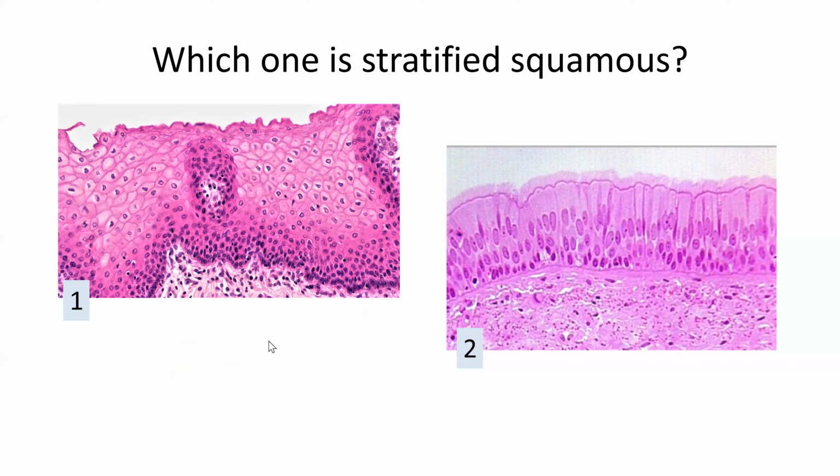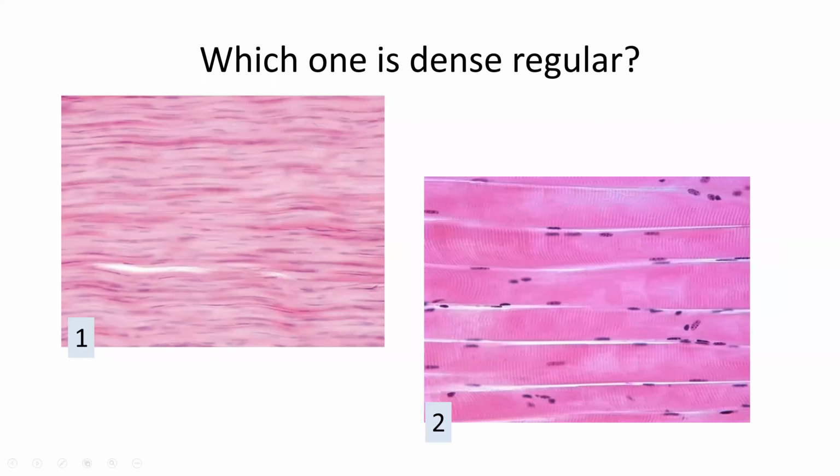Next slide, asking you over here, which one is dense regular? So pause this video and try to answer. And the dense regular is this one. Those little dark spots are cells, fibroblasts, and then we have collagen fibers that are parallel to each other. Which one is this? This is skeletal muscle.